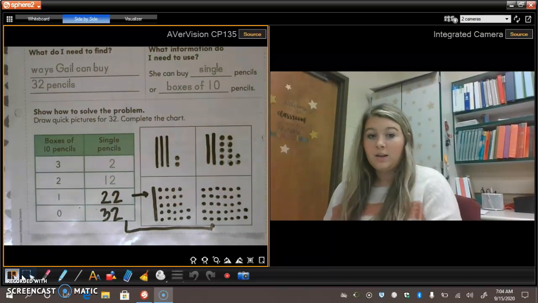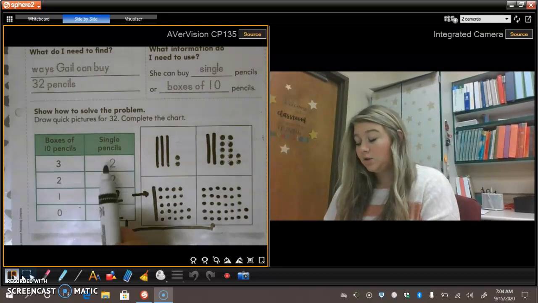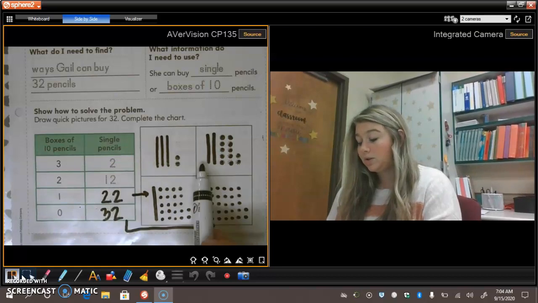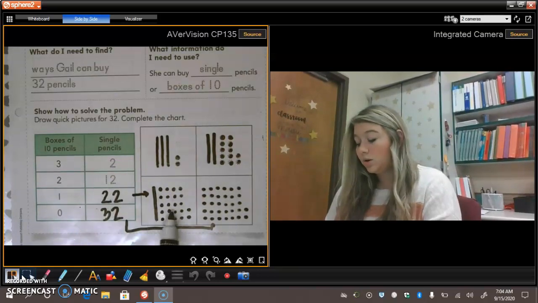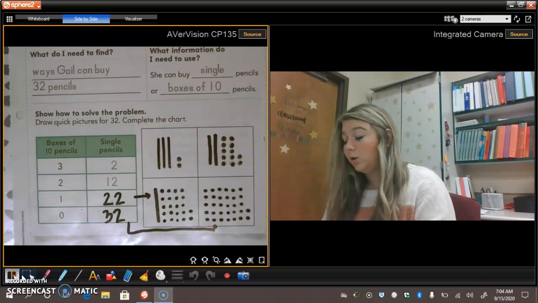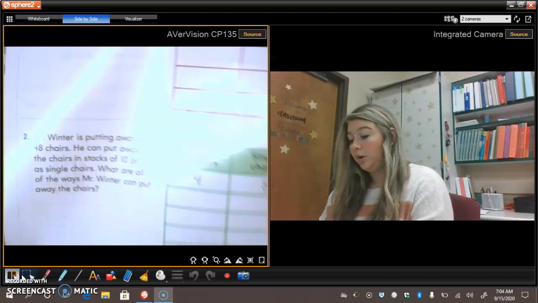So just like that, we are showing the 3 boxes and 2 singles right here, 2 boxes and 12 single pencils here, 1 box and 22 single pencils, and then no boxes and 32 single pencils. Okay, so flip your page over.